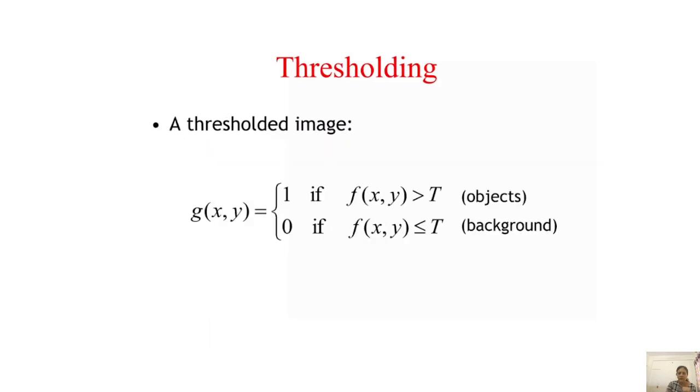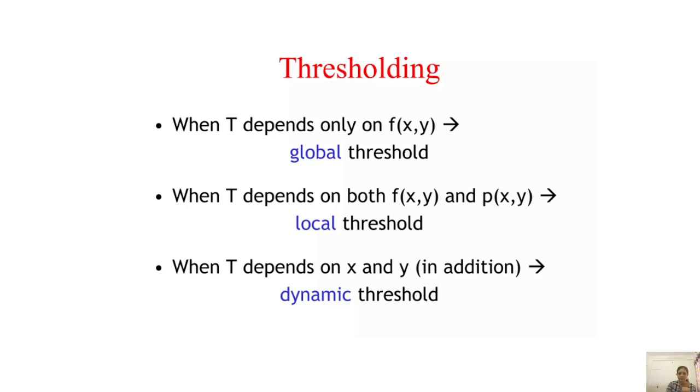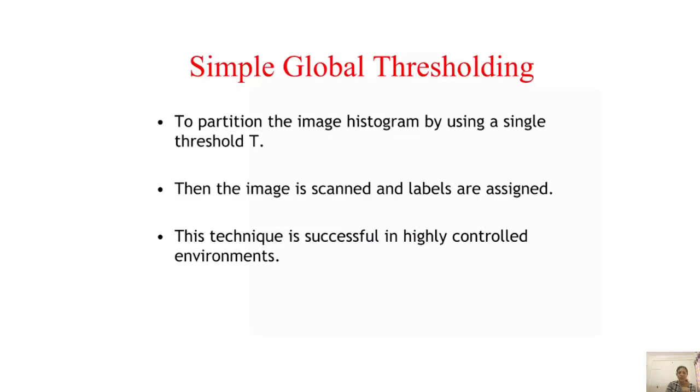In any thresholding, we can write g(x, y), the threshold of the image, as 1 if f(x, y) is greater than the particular threshold, and 0 if it is less than the threshold. Now we will see global thresholding. What is meant by global thresholding? It is nothing but partitioning the image histogram using a single threshold T. That is global thresholding.